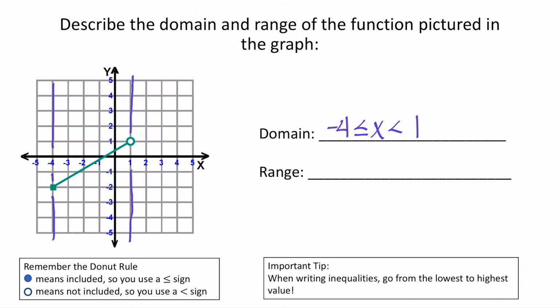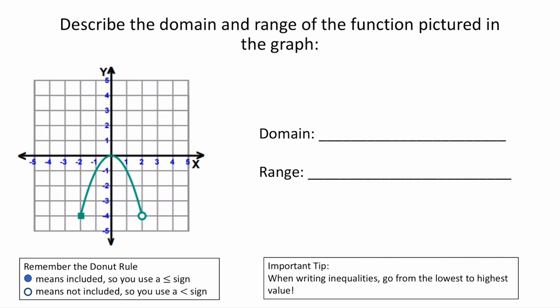Now for the range. The range is going to go from here at -2 to here at 1. So I go -2 to 1. I put y in the middle. At negative 2, I have a filled in circle, so I do less than or equal to. At 1, I have an open circle, so I do a less than sign.